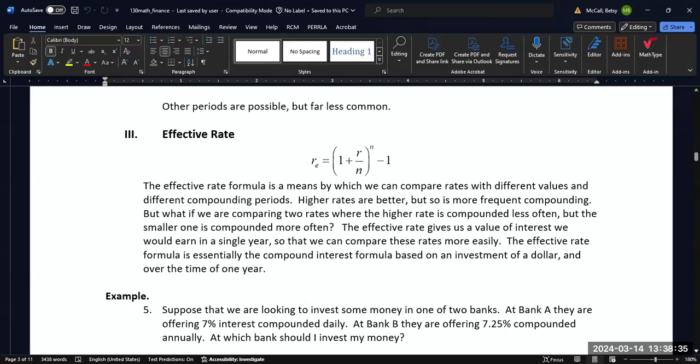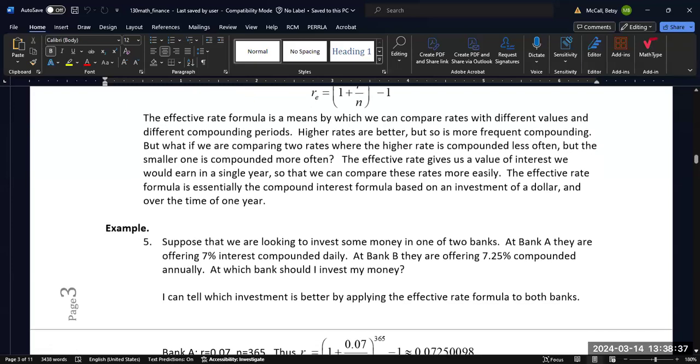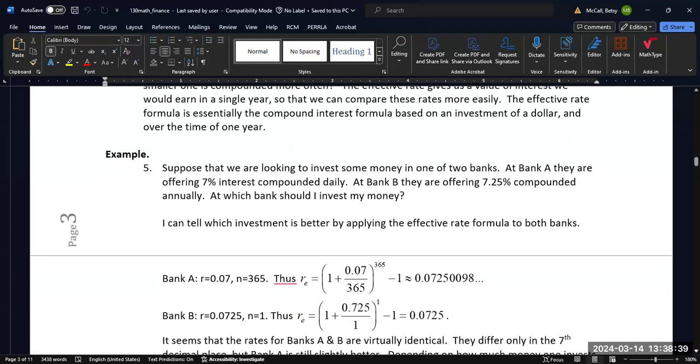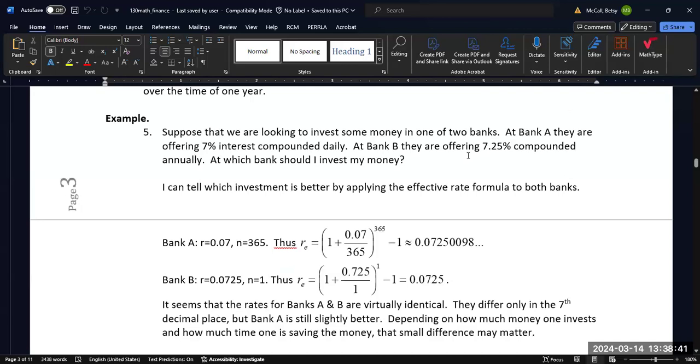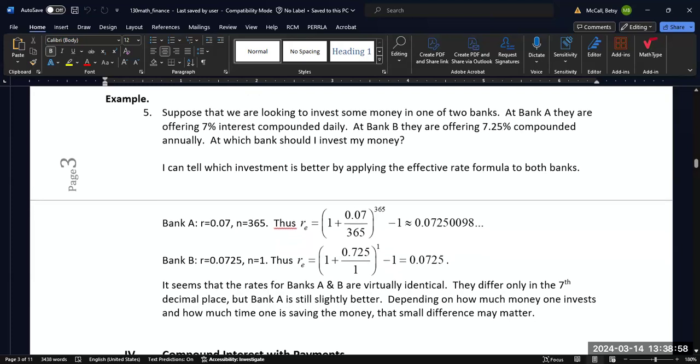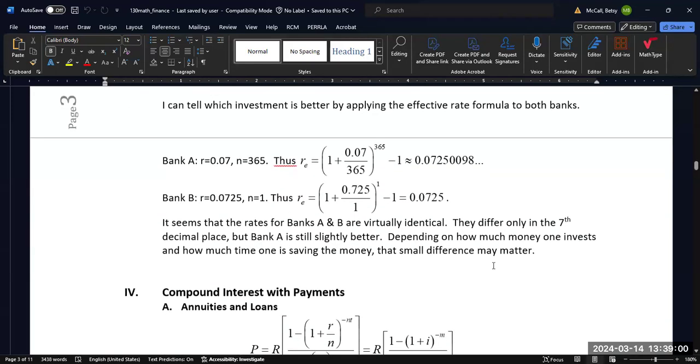So let's look at our example for effective rate. Suppose we are looking to invest some money in one of two banks. At Bank A, they are offering 7% compounded daily. At Bank B, they're offering 7.25% compounded annually. At which bank should you invest your money? So we're going to put them both into our effective rate formula and see what happens.